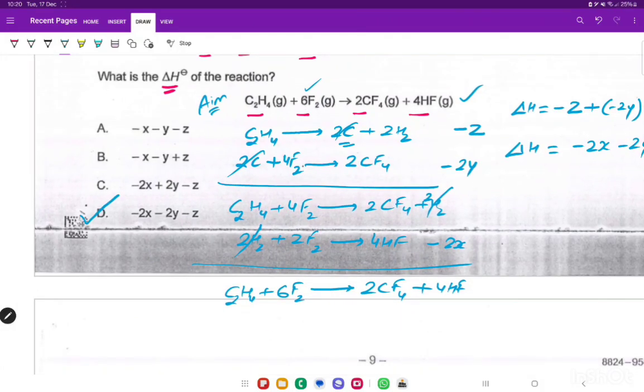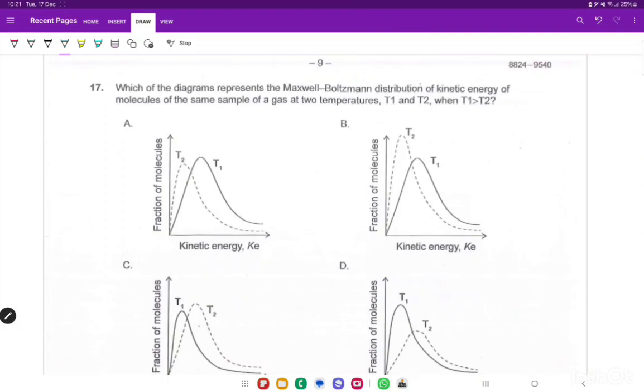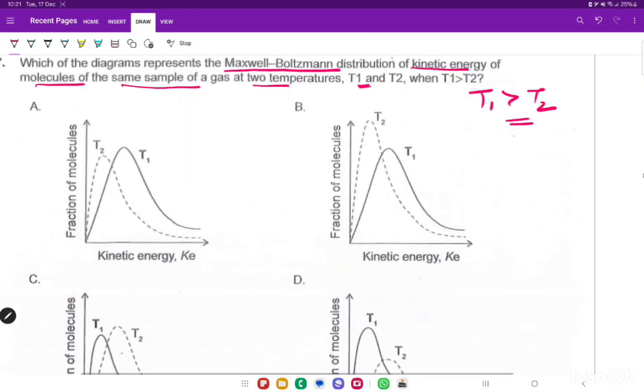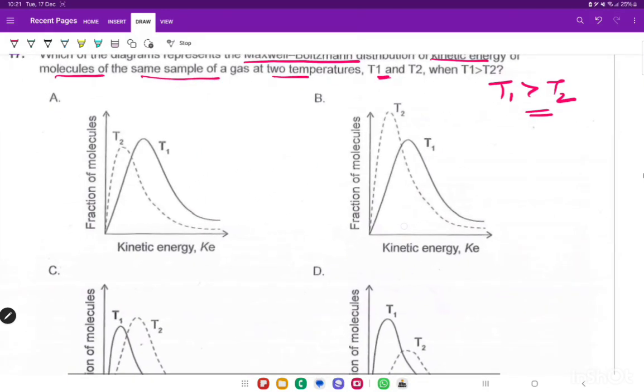Answer is D. Okay. Question number 17. Which diagram represents the Maxwell-Boltzmann distribution? Maxwell-Boltzmann distribution of kinetic energy of molecules of the same sample of gas at two different temperatures, in which T1 and T2 are there and T1 is greater than T2. This is what they tried to confuse you with. Generally T2 is greater than T1, but here they have given T1 is greater than T2.